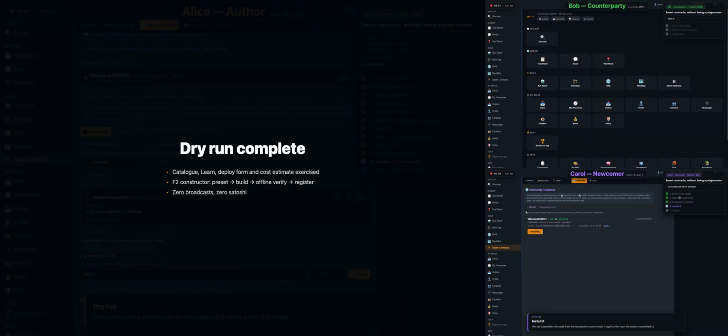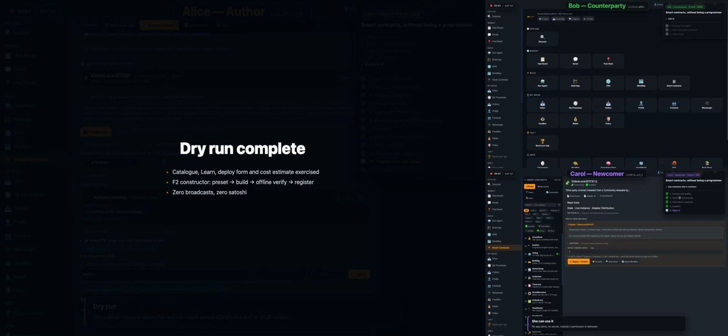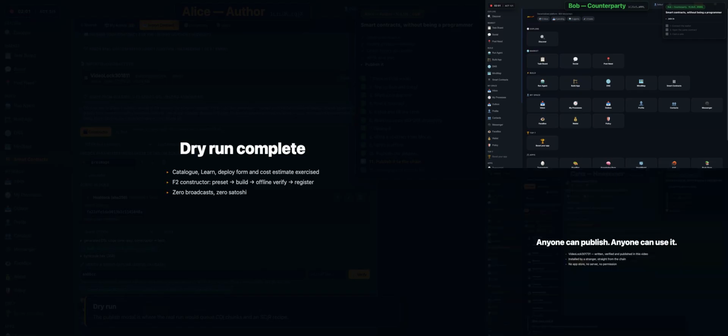Carol has never seen this contract. She opens the community tab, reads straight off the chain, and there it is. Written minutes ago in this video. She installs it. Her browser rebuilds the code from those transactions and checks it against the hash the author committed to. No app store, no server, nobody's permission in between.